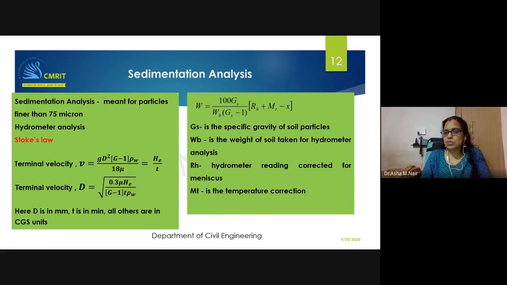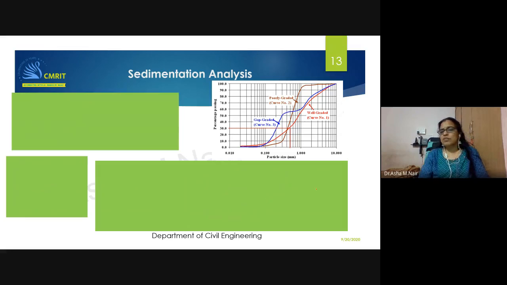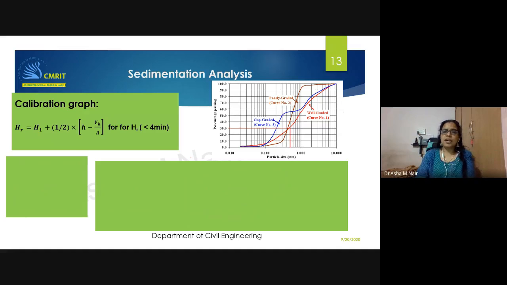so Mt is going to be the temperature correction, and also please remember there are three corrections. What are the three corrections that we have? Meniscus correction, temperature correction, as well as dispersing agent correction. We have three types of soils. This is a well-graded soil, the red one. Blue one is a case of gap graded, and the brown one is poorly graded. And calibration graph. I'm not telling more about that hydrometer part. Once you get the problem, it will be good to remember that.